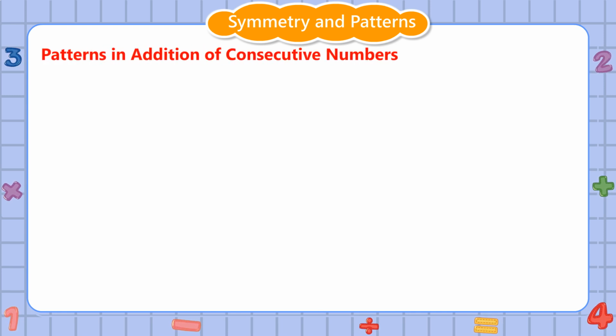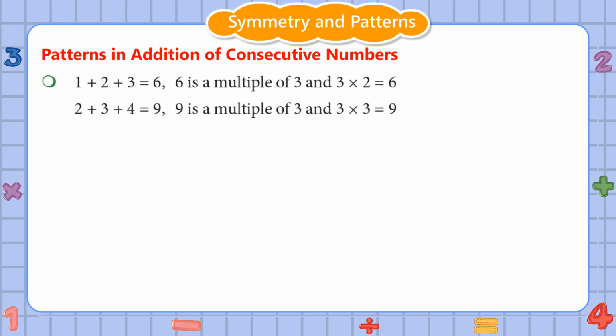Patterns in addition of consecutive numbers. 1 plus 2 plus 3 is equal to 6. 6 is a multiple of 3 and 3 multiplied by 2 is equal to 6. 2 plus 3 plus 4 is equal to 9. 9 is a multiple of 3 and 3 multiplied by 3 is equal to 9.